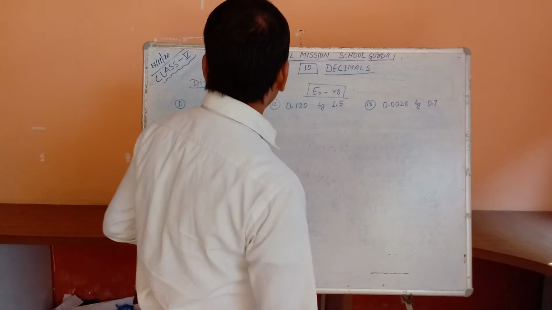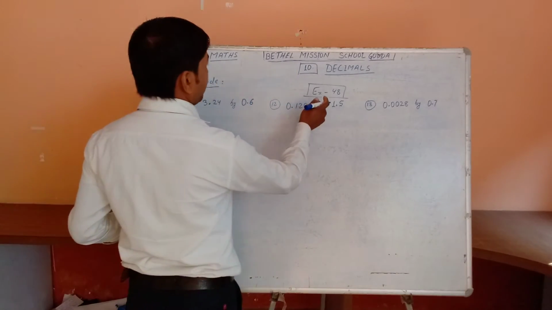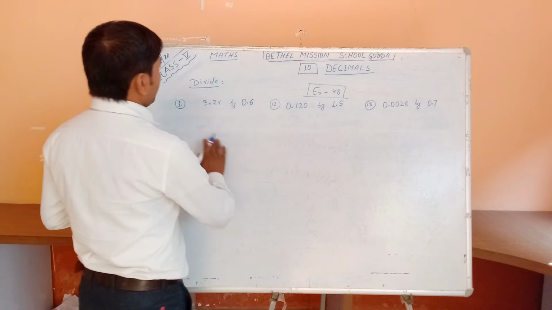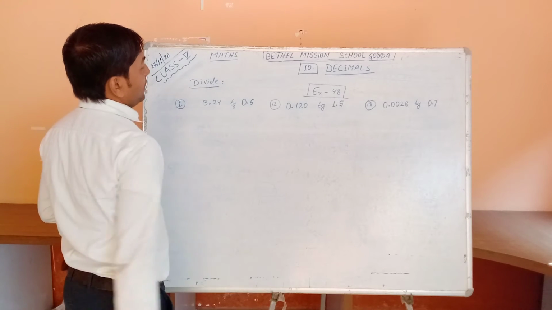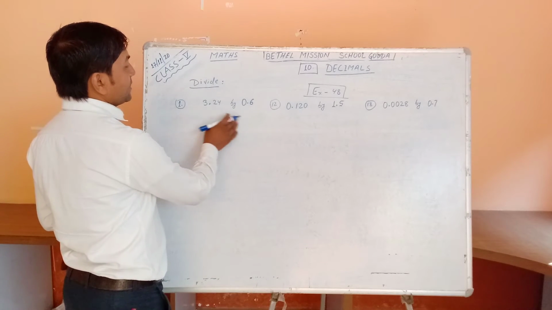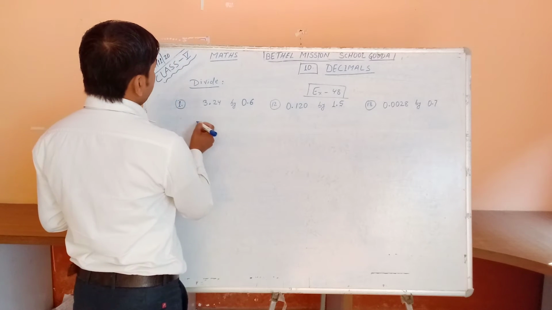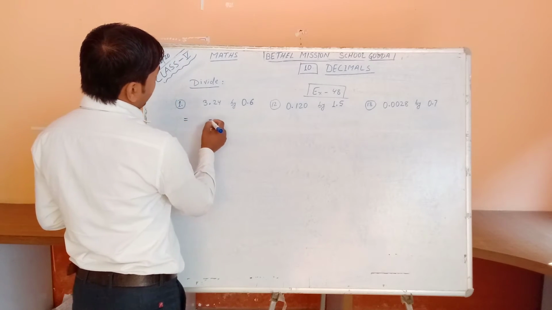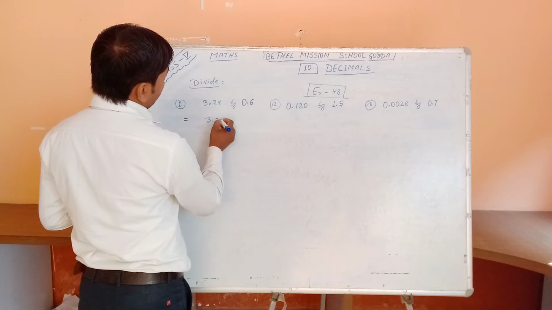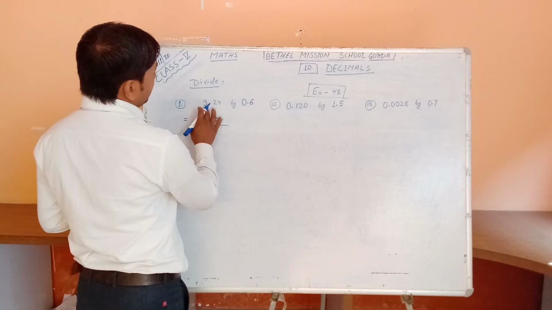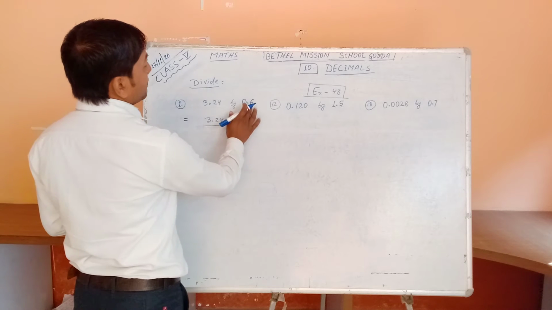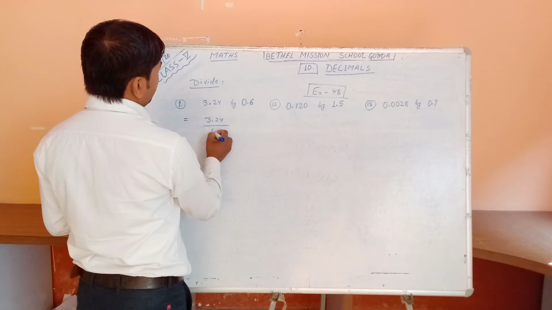I have taken some more examples of exercise 48. Here we will learn how to divide a decimal by another decimal. First you have to write the numbers in p by q form: 3.24 by 0.6.